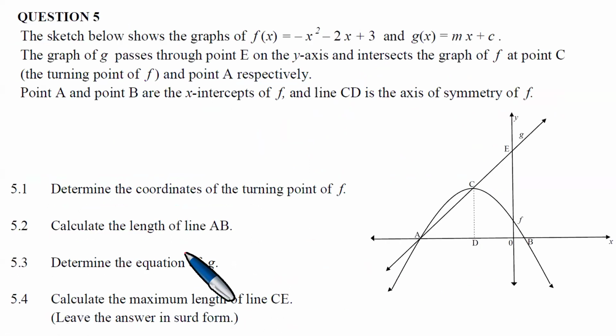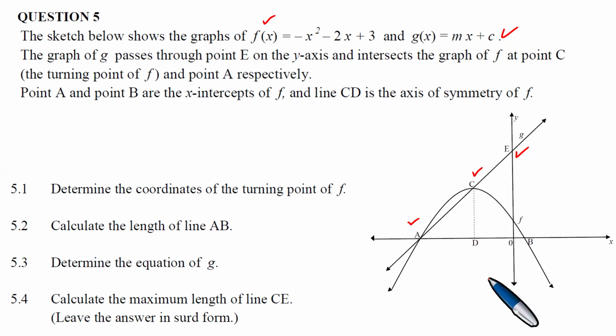Right, the next question on looking at graphs and functions. We've had the rectangular hyperbola, but we also have the parabola graph. The graph below shows the graphs of f of x equals minus x squared minus 2x plus 3 and g of x equals mx plus c. The graph of g passes through point E on the y-axis and intersects the graph of f at point C, the turning point of f, and point A respectively. Point A and point B are the x-intercepts of f, and the line CD is the axis of symmetry of f.